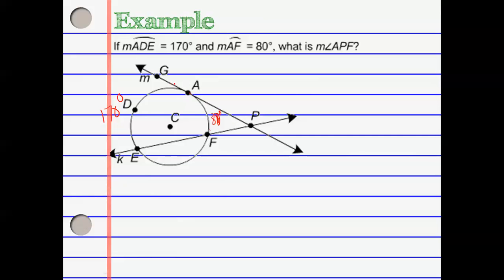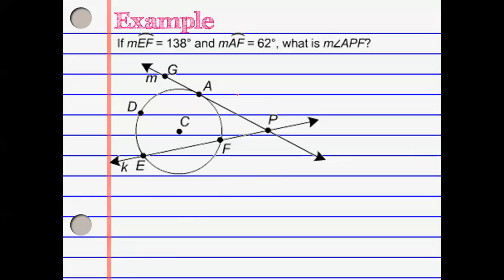So what is the measure of angle APF? So the same thing right here, you're just going to take the bigger arc minus the smaller arc. So you're going to take 170 minus 80, and then you're going to divide it by 2. So 170 minus 80 is 90, and 90 divided by 2 is 45. So you know the measure of this angle is 45 degrees.